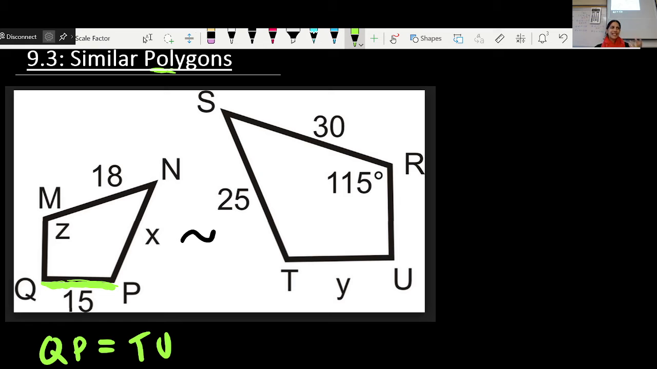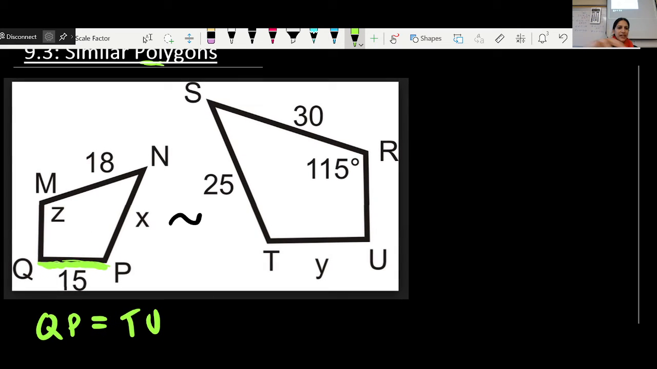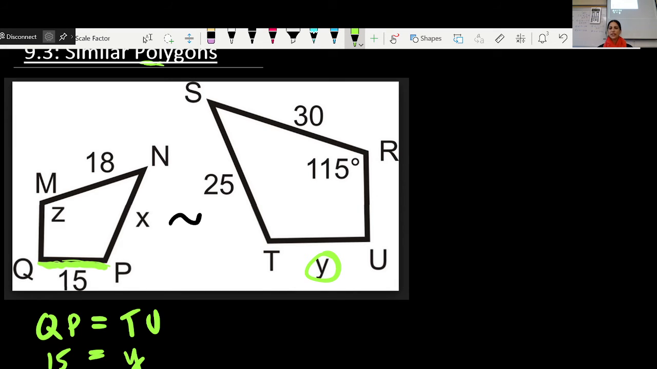When naming them, it doesn't matter. If you said UT, it's fine. If you say TU, that's fine. But we normally try to go in alphabetical order. That's how you'll normally see them written. But not a big deal if you write it the other way. But yeah, there's a starting point. And then we know that QP is 15. And we don't know what TU is, but they've put a variable here called Y. So I'm just going to write that, 15.